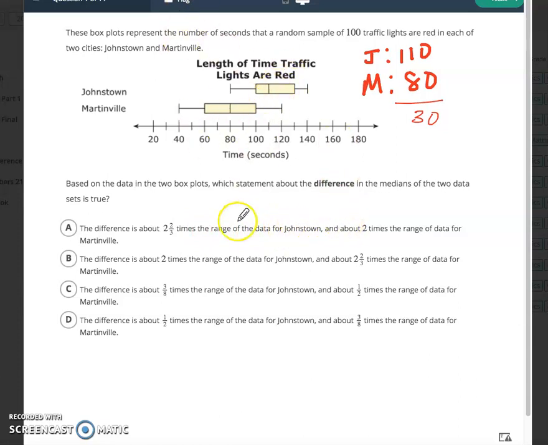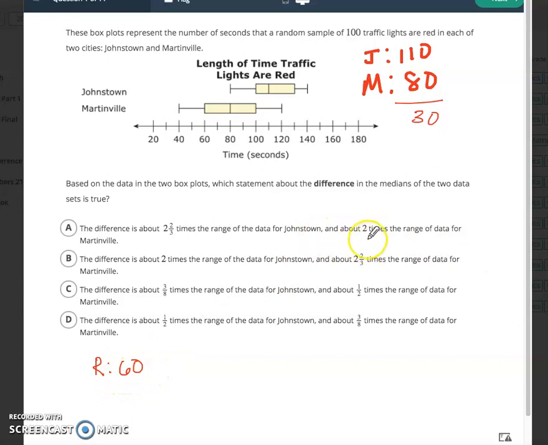So here's Johnstown, here's the range. It goes from 140 to 80. So 140 to 80, the range for Johnstown, I'm going to write this down here. So the range for Johnstown goes from 140 to 80. That's a difference of 60. So that's a range of 60. So the difference is about 2 2/3 the range of the data for Johnstown. So is this difference 2 2/3 times this range for Johnstown?